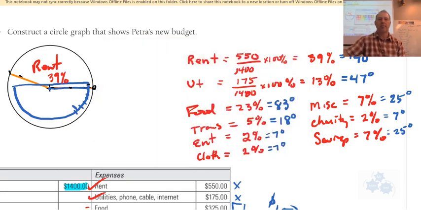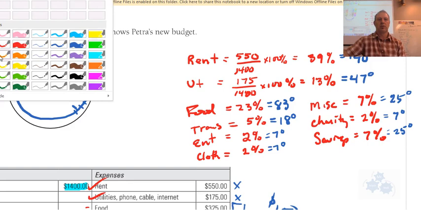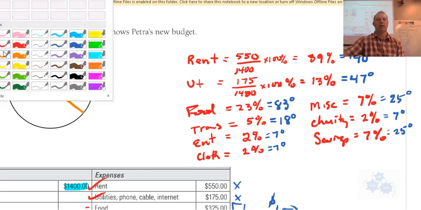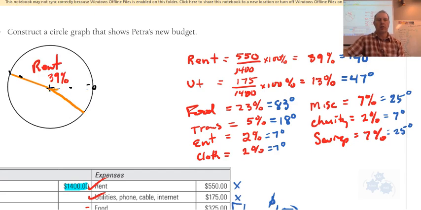Let's do an orange. So I'm going to do it freehand. You're going to make another line through 47 degrees exactly, and then there you go. Now you have your third section. Everyone see that? Oh, this is hard to do on the computer. All right, so now we have, what's this one? Utilities. All right, you put utilities there. And that's going to be 13%.